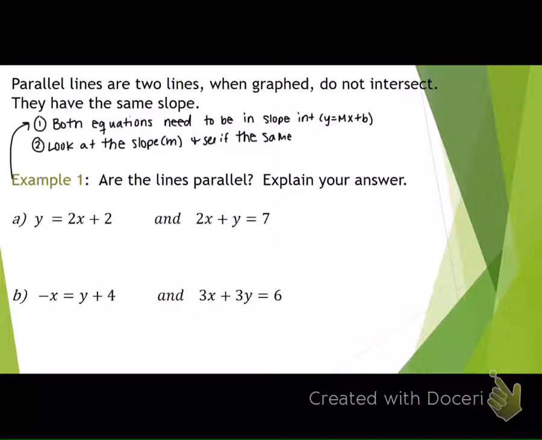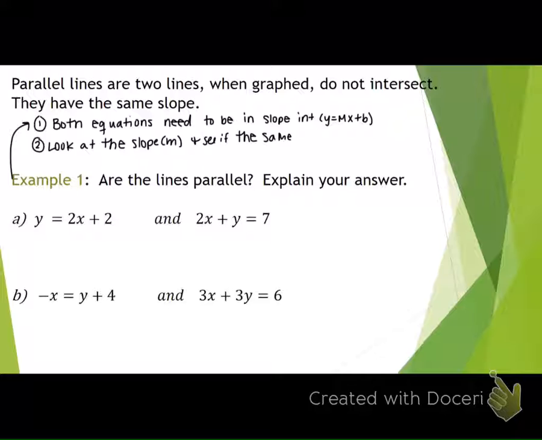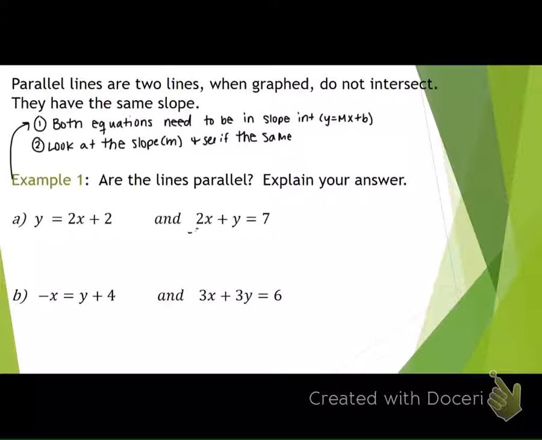So please focus here. We're going to determine if these lines are parallel. So is the first one in slope-intercept form? Yes. The second one is not. How can I get that into slope-intercept form? Be careful. Slope-intercept form gets y alone. We don't want to subtract y. We want to get y alone. So we subtract 2x.